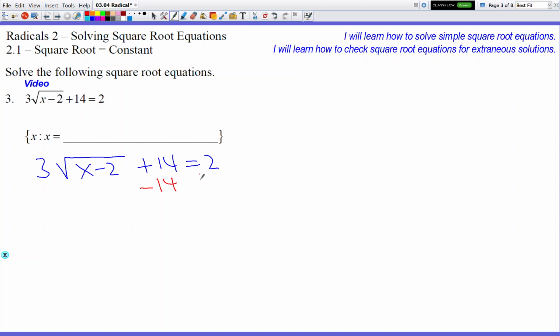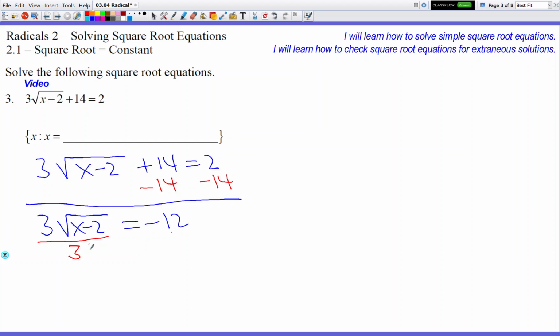Because if you divide by 3 first, you're going to make a whole bunch of ugly fractions, so you don't want to do that. So let's subtract 14 first and see what happens. I get 3 times the square root of x minus 2 equals -12. What is that line there for? I don't want you to think that's a negative sign, so let me erase that. Then we're going to divide by 3, and I'm going to get square root of x minus 2 equals -4. Okay, then I'm going to square both sides.